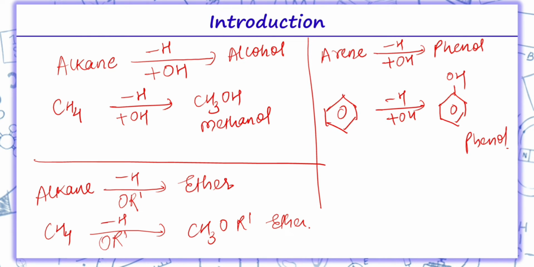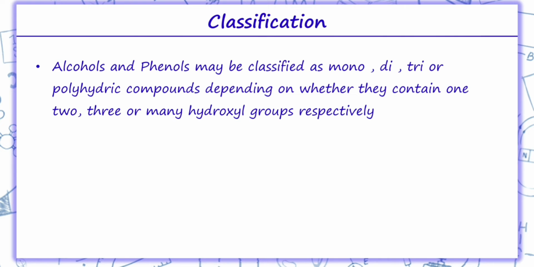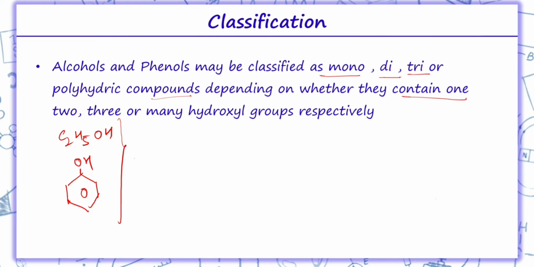Coming on to the classification part, alcohols and phenols may be classified as mono, di, tri or polyhydric compounds depending on whether they contain 1, 2, 3 or many hydroxyl groups respectively. If they have one hydroxy group, it is known as monohydric. This is for alcohols. Same is the case with phenols. If one hydroxy group is there, this is known as monohydric alcohol and phenol.